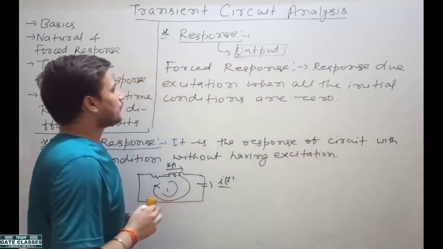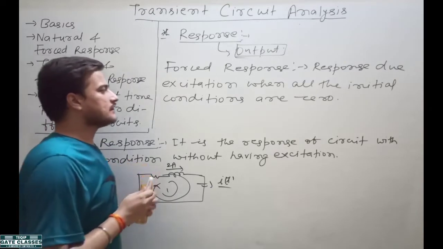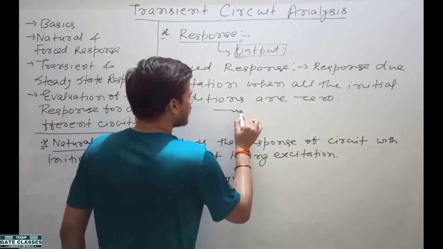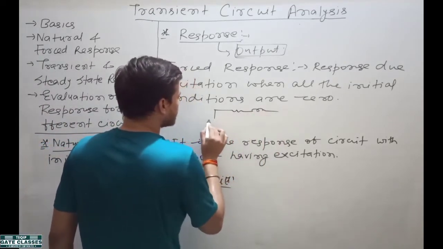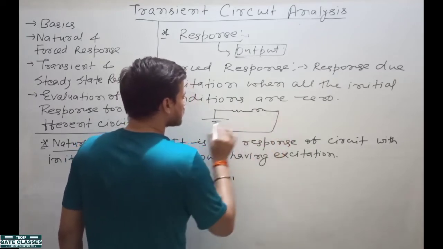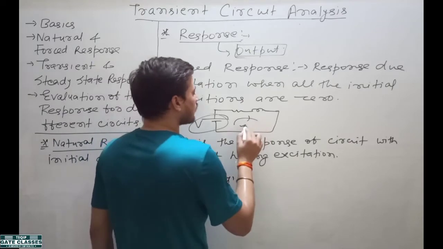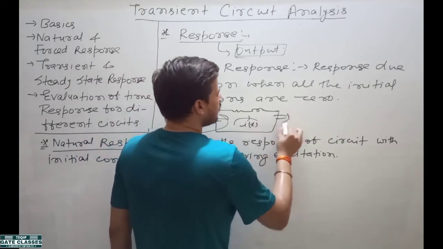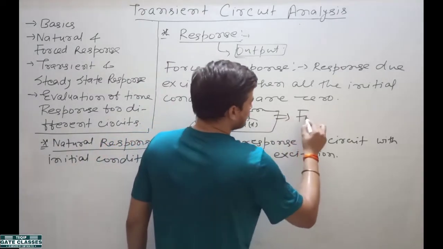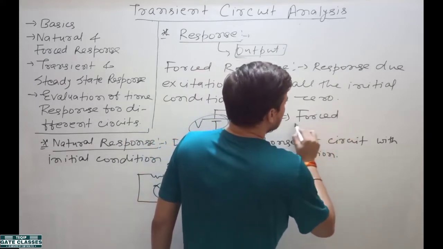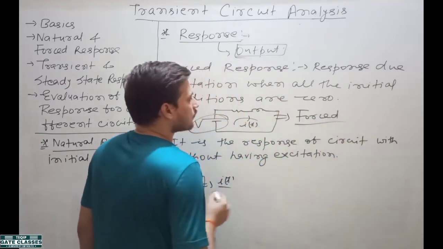Response due to excitation when all the initial conditions are zero. Here they are saying you take the circuit like this and connect an external voltage source. This is the excitation. Now the waveform of current i(t) will be called the forced response.